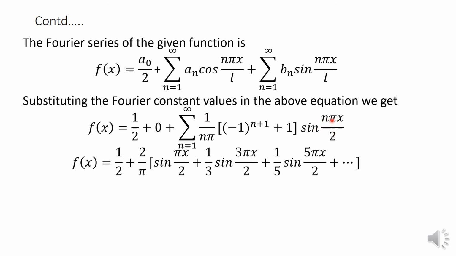That is pi x by 2. This is the first term we get for n is equal to 1. And remember, for n is equal to 2, this term goes off. We won't get any term for n is equal to 2 for even term.